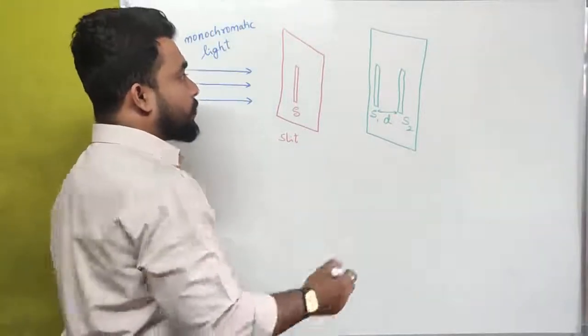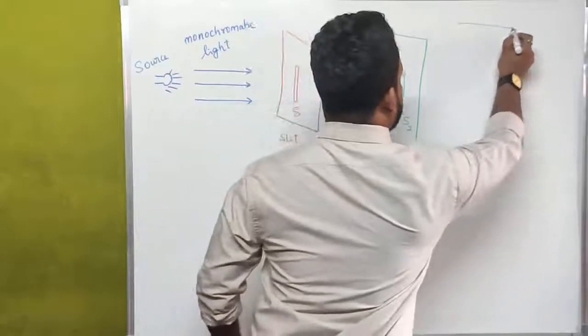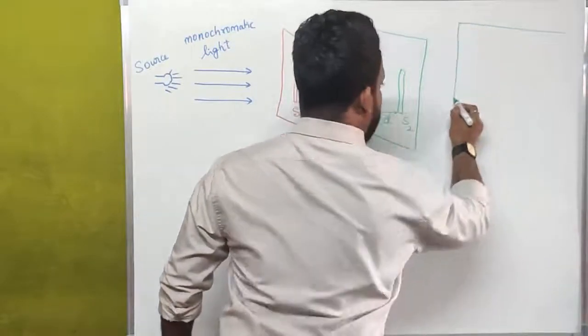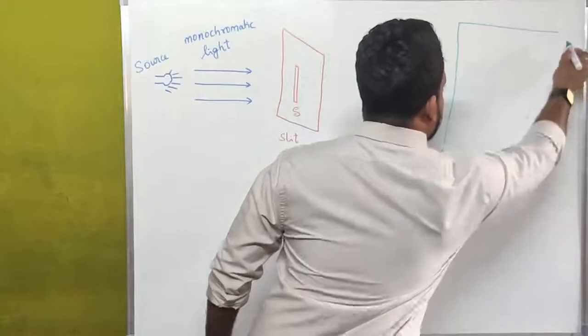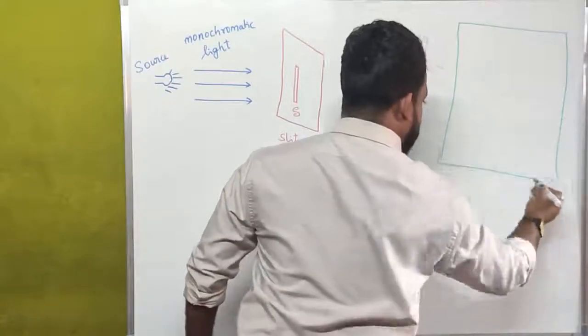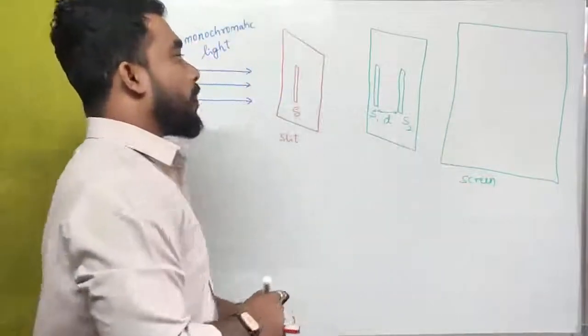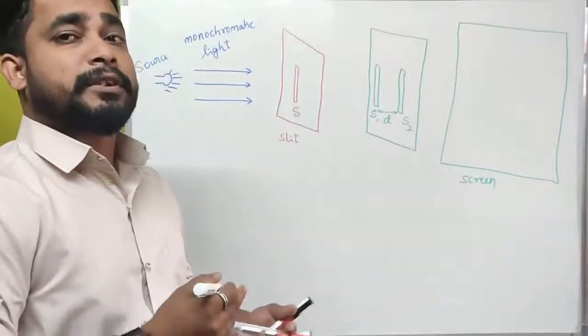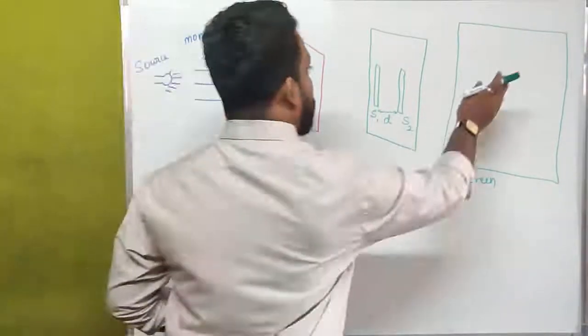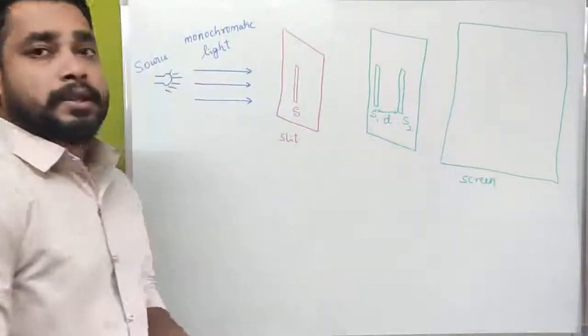Then we have to draw a screen. Let us assume this as a screen. Here we are getting the interference pattern. On this screen we are getting the interference pattern.